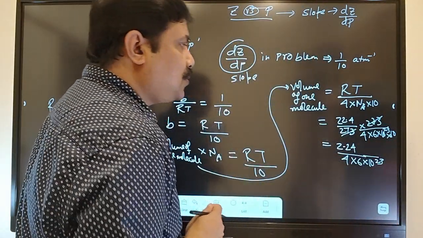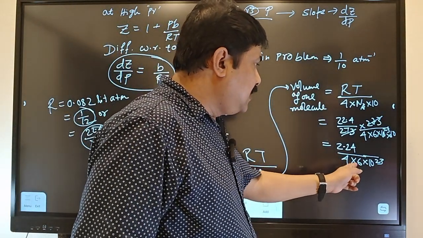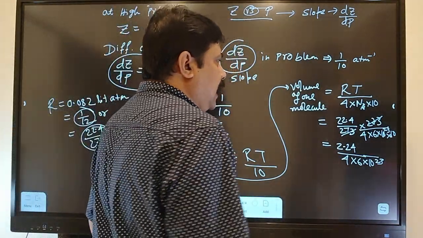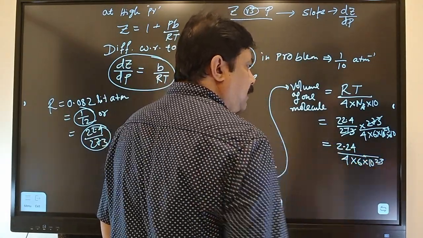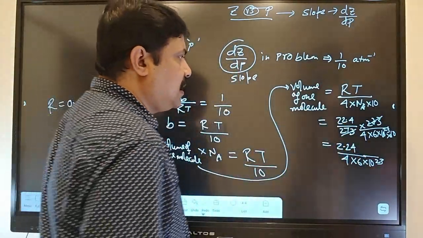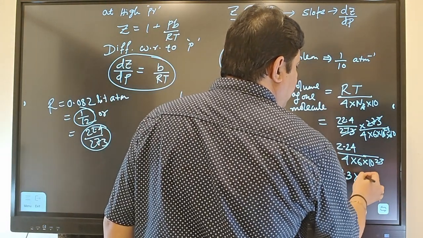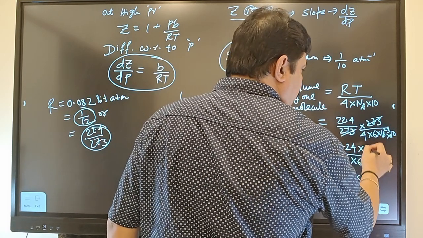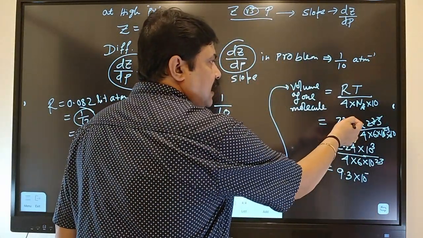So 1 by 4 equals 0.25, and these are your calculations. You can do your calculations right here. So you have 2.24 divided by 4 into 6 into 10 power of 23. Now if you go through these entire calculations and simplifications, I hope your answer comes in the range of 9.3 into 10 power of minus 22, but it is in liter. You have to convert into milliliter or cc, that's why multiplied by 10 power of 3, because I took it in liter.